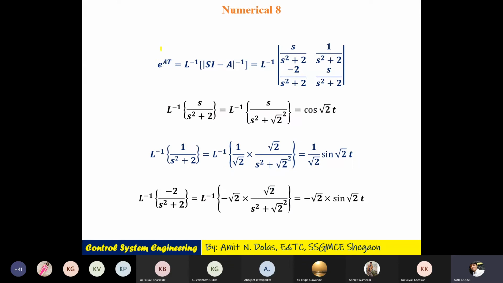Now we are interested in e raised to power At, and e raised to power At is not SI minus A inverse, it is the inverse Laplace transform of this. So we'll take the inverse Laplace transform of this. It's complete. So for the individual elements of the matrix we will have to take the transform. Let's see. We'll go for what? Inverse Laplace transform of S upon S square plus 2. This term.